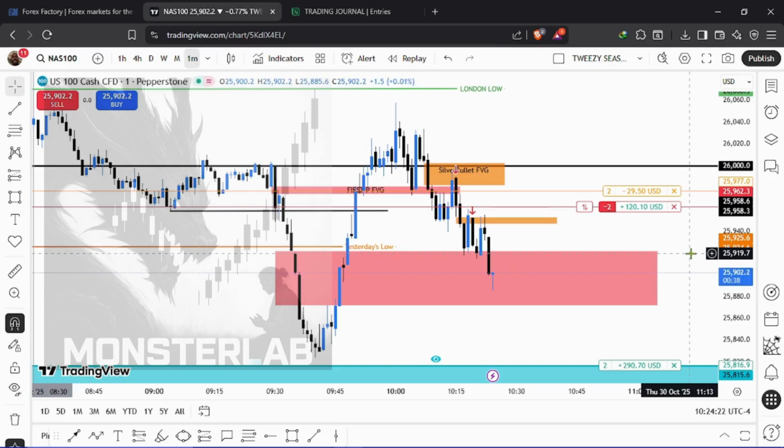maybe as we approach that previous low down there, just above the blue fair value gap, I'm expecting price to reach into. Maybe I'll take a partial if we reach there. Let's just be patient and wait and see what price will do. So not much of my risk is in there. I have my stop loss reduced to just below my first entry, the silver bullet fair value gap.